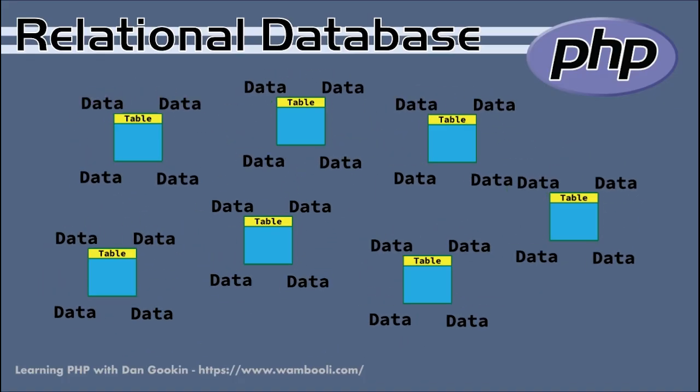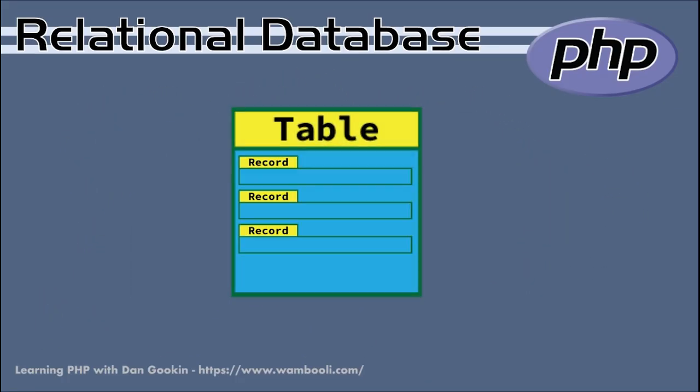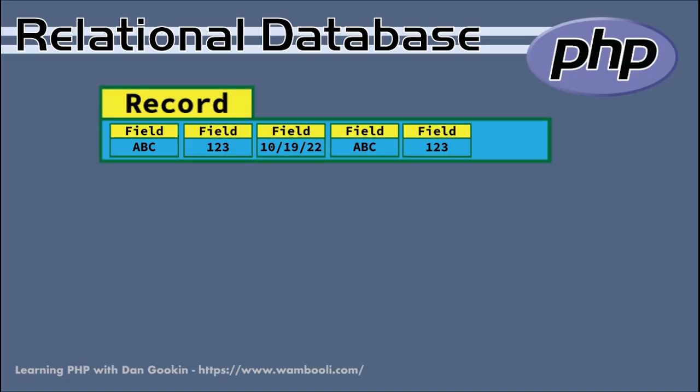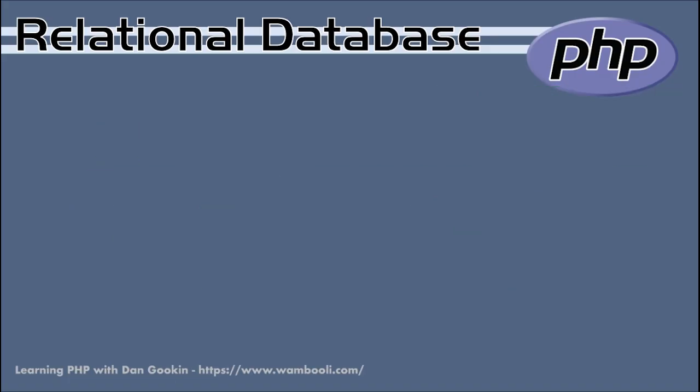A relational database organizes data into tables. The tables contain records or rows. Records are divided into fields. The fields each contain a specific type of data: text, numbers, dates, and so on. The relational part of the database explains how data can reference different tables.